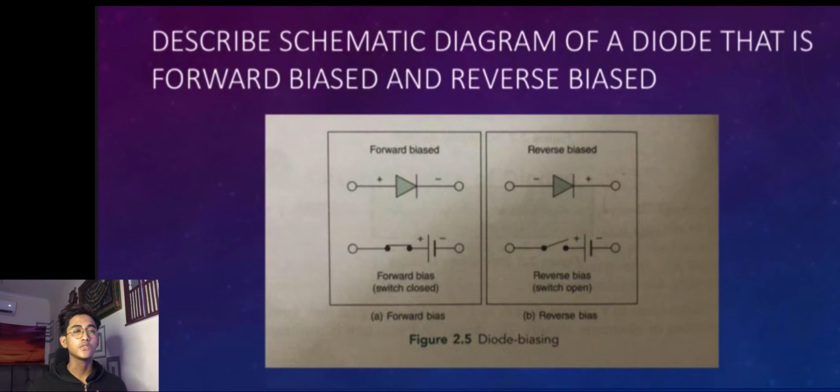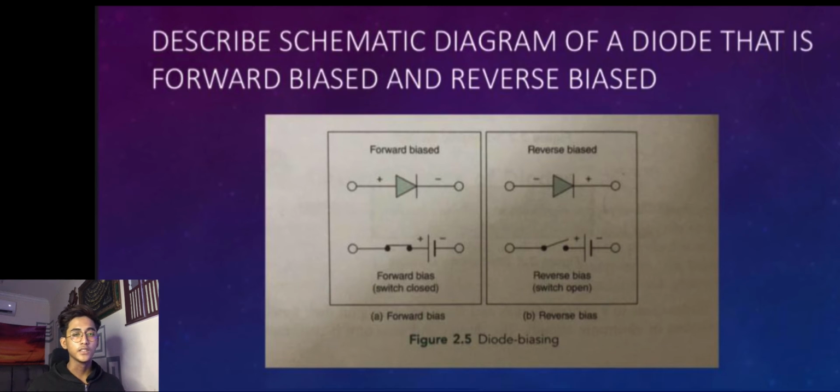There are two different types of diode biasing, namely forward bias and reverse bias. The diode also acts like a switch. If the anode terminal of the diode is positive with respect to the cathode terminal, the diode is said to be forward biased, as seen in figure 2.5a. In this condition, the diode is equivalent to a closed switch.